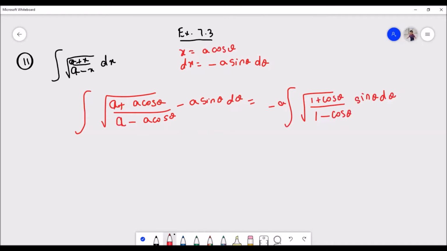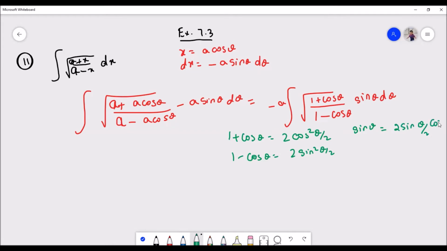Now let us see what trigonometric formulae I'm going to use. We know 1 plus cos theta is nothing but 2 cos square theta by 2, and 1 minus cos theta is equal to 2 sin square theta by 2. Since I am converting this to submultiple angles, sin theta should also be converted to submultiple angles. You know the formula: sin theta is 2 sin theta by 2 into cos theta by 2. Let me substitute all these formulae here and see what simplification we can do.